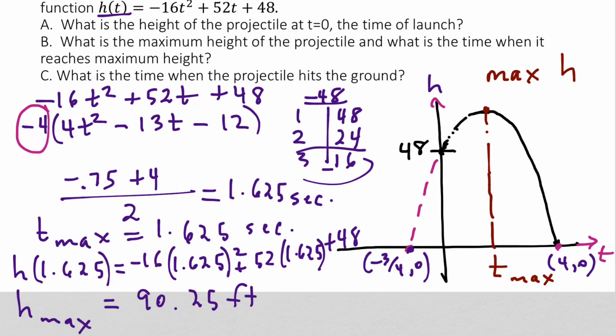So part C, what is the time when the projectile hits the ground? We kind of already figured that one out. That's your x-intercept 4, 0. So when it hits the ground, the elevation is 0. Your h value is 0, which corresponds to a time of 4.